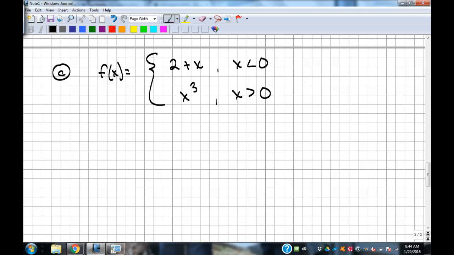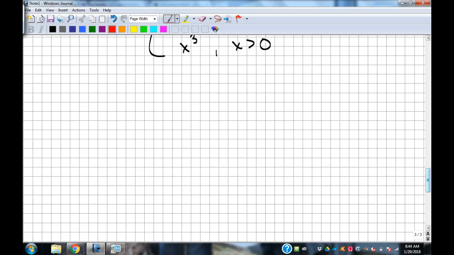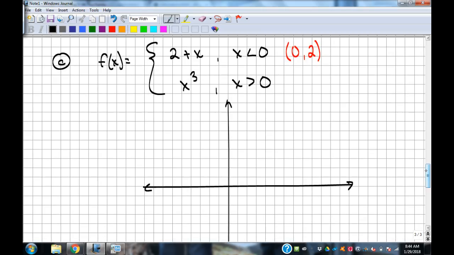Important point for part A. It's the 0, 0, 2. Okay. That's important. Happens to be the what for that particular graph? The y-intercept, right? For x is 0, it's going to be your y-intercept. All right, so I'm going to go to 0, 2. Is that point included or not? No. So open circle on the 0, 2.